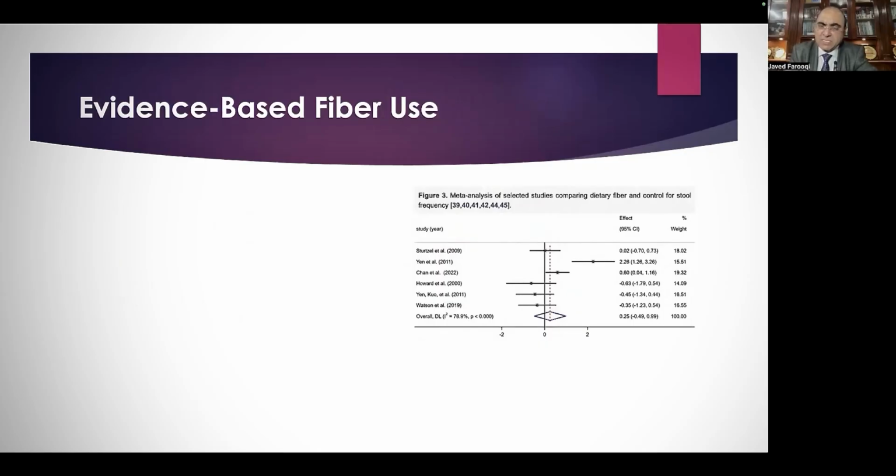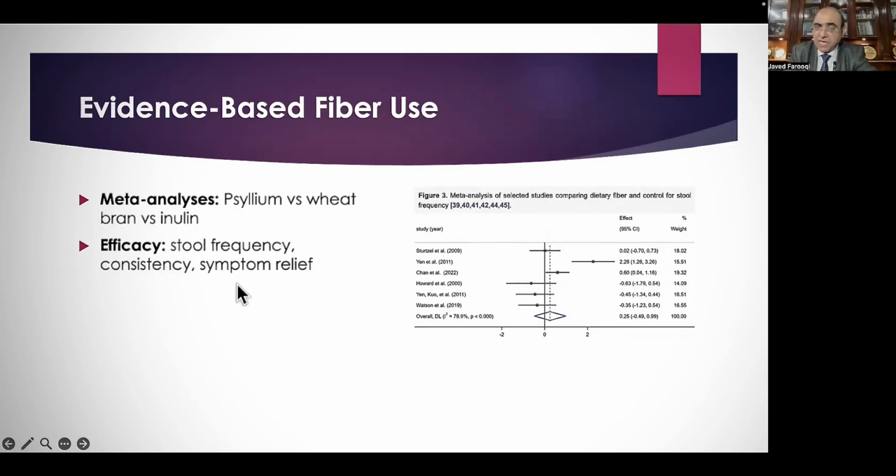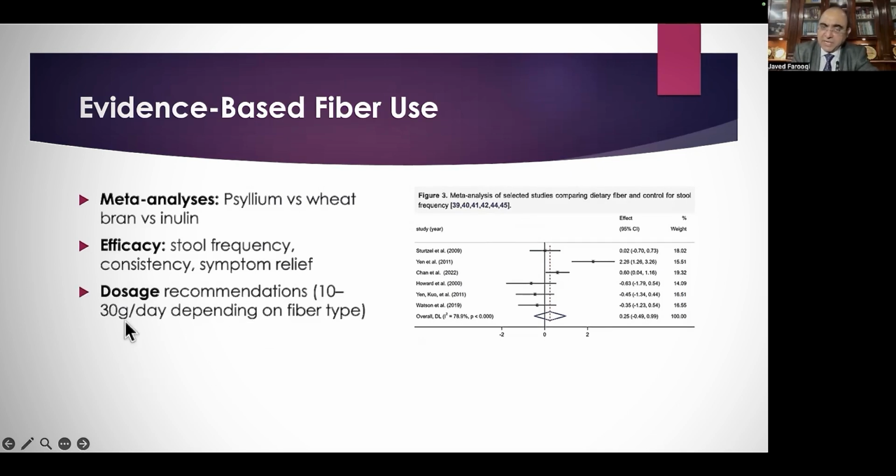What is the evidence? What does the evidence say? The meta-analysis compared isphagol husk versus wheat bran versus inulin, and says that isphagol husk is better than wheat bran and better than inulin. In terms of efficacy, stool frequency is improved, consistency is softened, and there is symptomatic relief. The recommended dosage is 10 to 30 grams depending on fiber type.